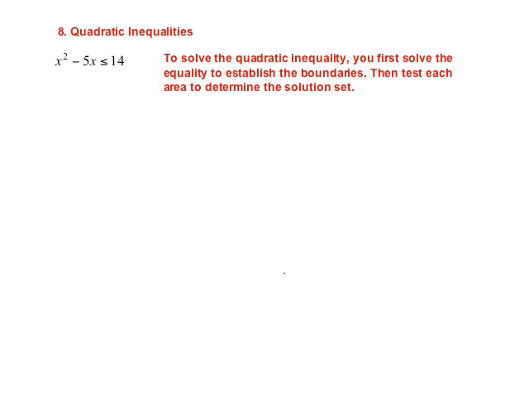Okay, quadratic inequalities. X squared minus 5x is less than or equal to 14 is a second degree inequality. To solve the quadratic inequality, you first solve the equality to establish the boundaries. Then test each area to determine the solution set.